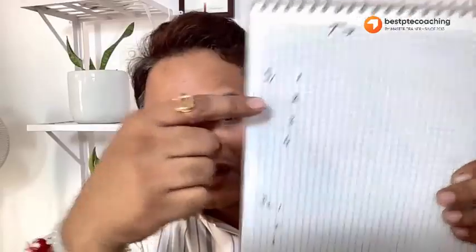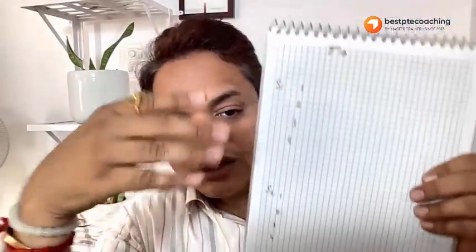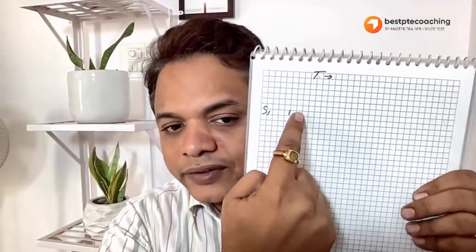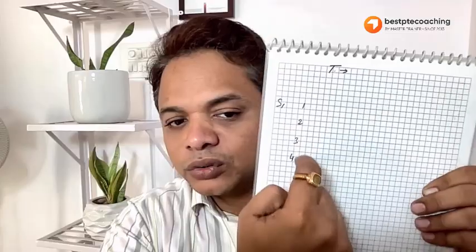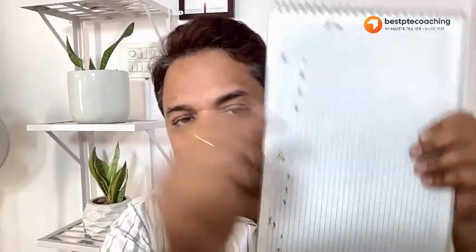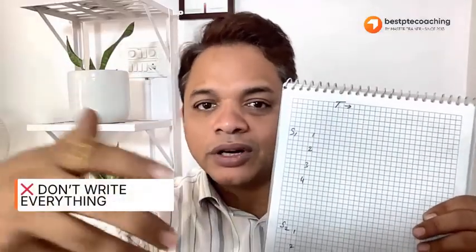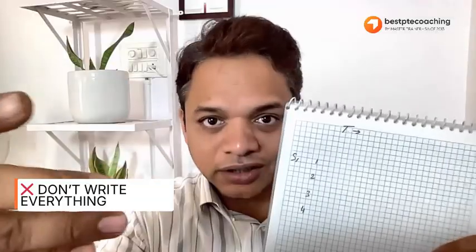Now, speaker 1, speaker 2, speaker 3. So S1, S2, S3 you can write down nicely. And then for every speaker, you try to gather 1, 2, 3, 4 points. That's it. So everything, whatever they say, you cannot write, number one. Number two, even if you write everything, you cannot include all the written points and give the answer, because you have hardly 2 minutes time, and they have spoken for more than 2 minutes.